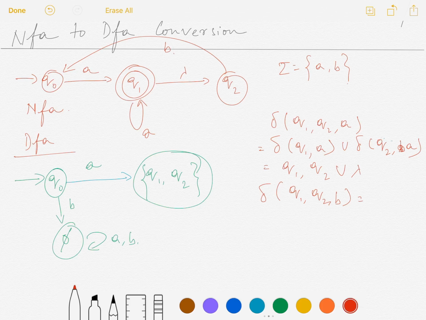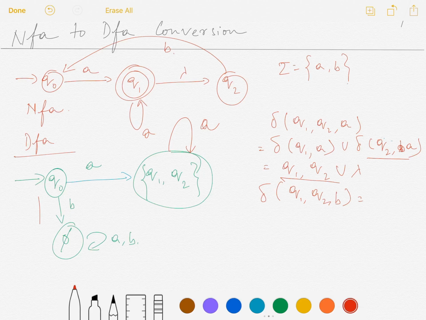Why? Because if you have two states where you are applying the same input, and one leads to a valid state while the other leads to an invalid state, then the invalid one will lead to lambda instead of phi, because we cannot put phi, the trapping state, together with a valid state to make a new state. Is this clear? But if both states lead to an invalid state, then it must be phi. That is what happens in the case of Q0 B. So if I give A to Q1 Q2, it is going to Q1 Q2.